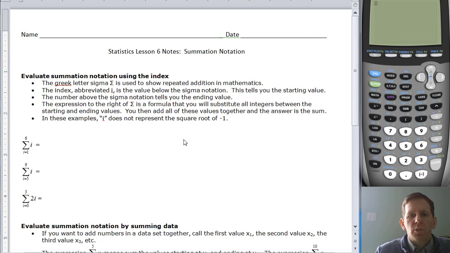These are the day 6 notes for our statistics unit. Today we're going to be talking about something called summation notation, also known as sigma notation.